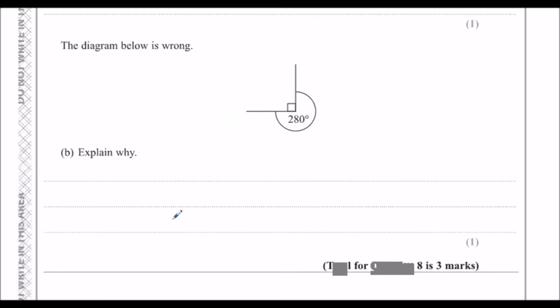The diagram below is wrong. Explain why. So we've got a right angle. This square means we've got a right angle, which is 90 degrees. And we've got the other angle around this point written as 280 degrees. So angles around the point should add up to 360.